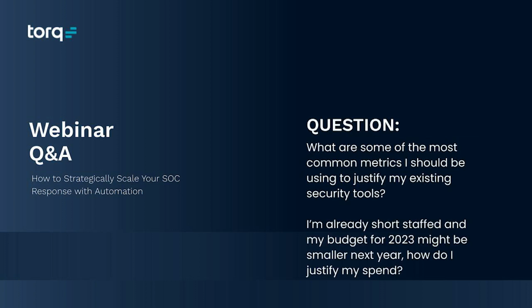Thank you so much. And actually on that theme now, speaking of security automation and a little bit of cost savings here, one of the audience members asked, what are some of the most common metrics that I should be using to justify my existing security tools that I own? And the other comment they made was, I'm already short-staffed and my budget for 2023 is potentially going to be smaller for next year. So how do I justify my spend?